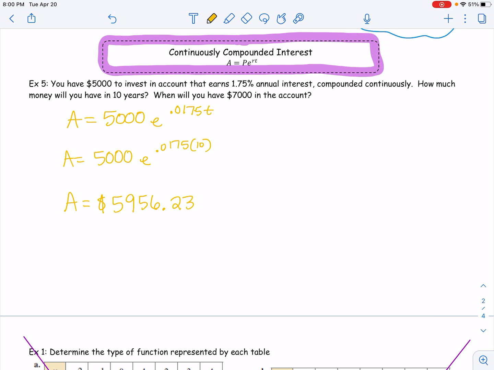The second question is asking, when will you have $7,000 in the account? So this is when I know my amount, and I want to know after how much time I get to that. So I'm solving for t. Again, this is one that you're going to have to graph. On a Casio, you can use G-Solve for an x calculation. On a TI, find the intersection. And when you do that, you will get about 19.23 years. So after about 19 years is when you'll gain about that $2,000.